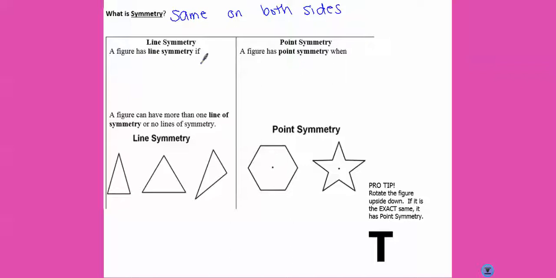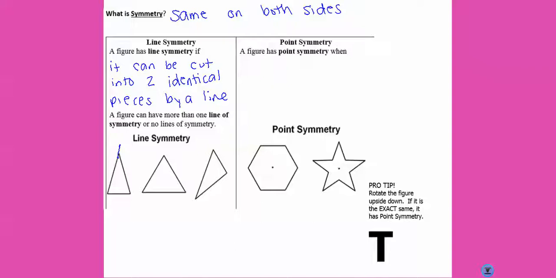A figure has line symmetry if it can be cut into two identical pieces by a line. So some examples.